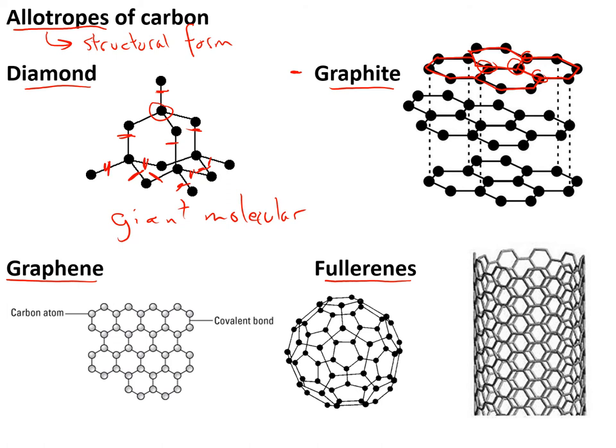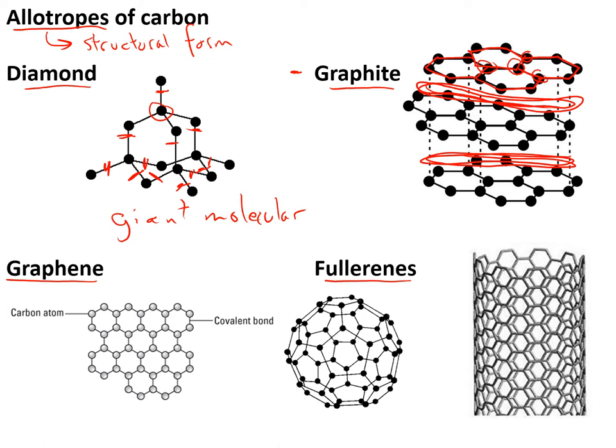Now, because the carbons are bonded to three other carbons, that means they've all got one electron that is kind of spare and not doing anything, and those electrons are delocalized between the sheets. So you can imagine, between the layers, you've got these clouds of electrons just moving freely, which means that graphite is the only giant covalent material that can conduct electricity, because it's got those delocalized electrons that are free to move.